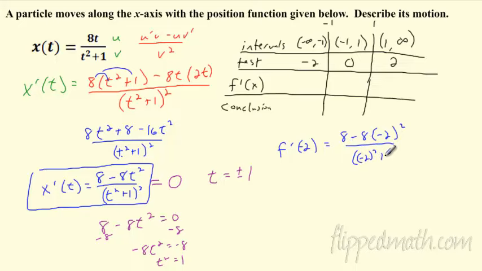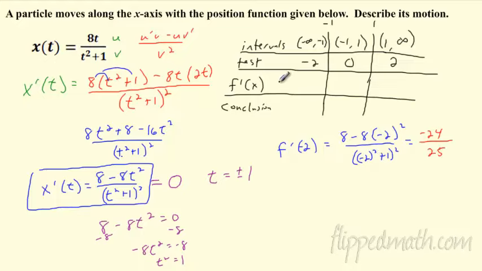So this looks kind of crazy here, but that's all right. Plug in negative 2. We've got to clean this up a little bit. So on top, we're going to have 8 minus, this will be 4, so it'll be minus 32. So what is 8 minus 32? That should give me a minus 24 on top. And then here, negative 2 squared is 4, plus 1 is 5, square it is 25.